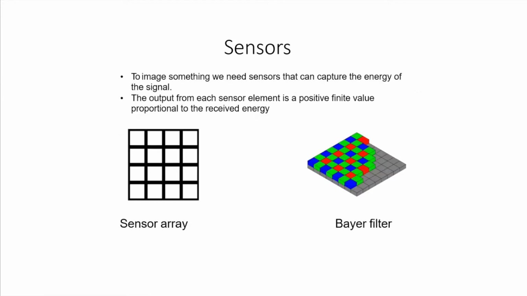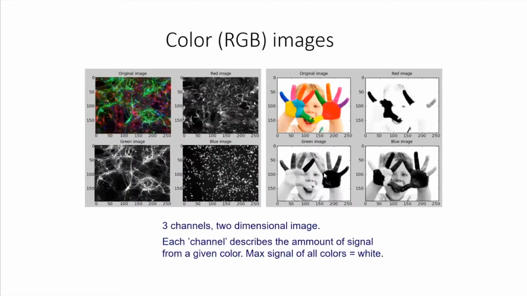First, when you want to image something, if you have a microscope or a scanner, if you have your tissue and you want to make it into a digital image, you need sensors to capture the image, so the signal. And then the output from each sensor is one positive, finite value proportional to the received energy. So these are the pixels of your image.